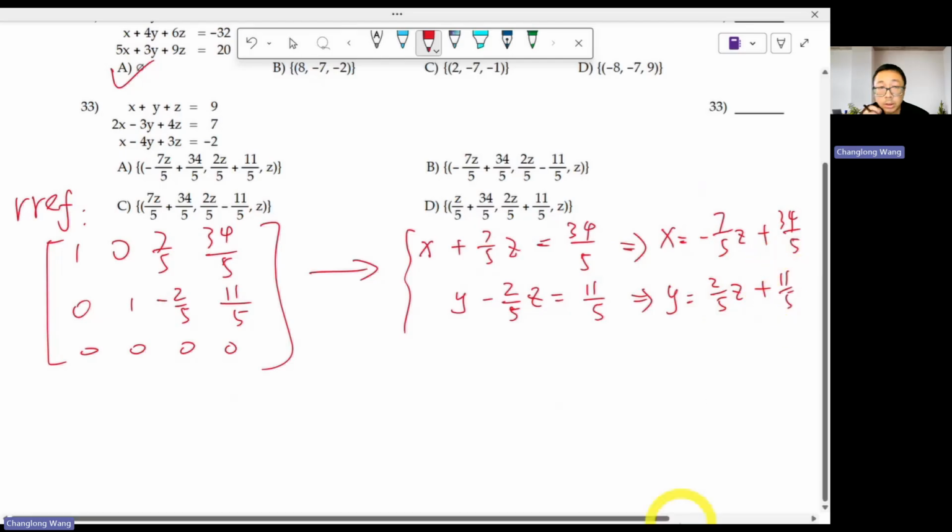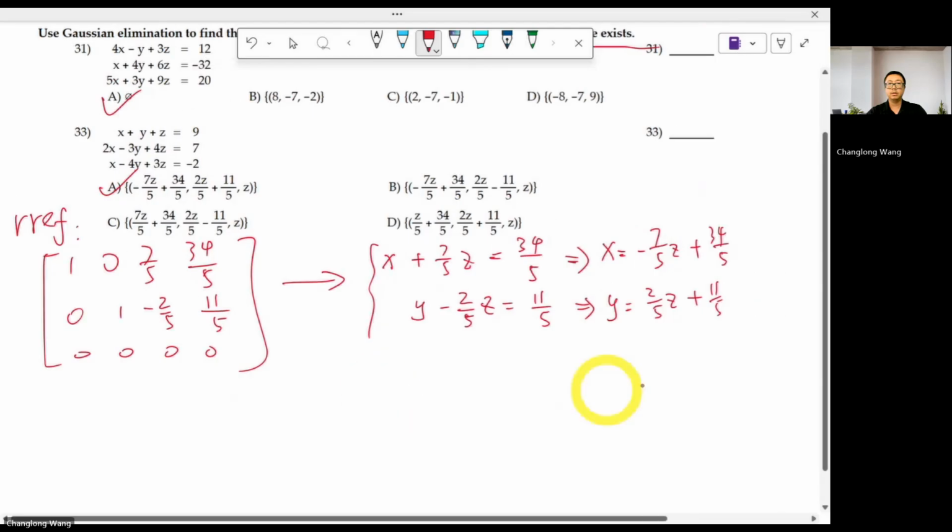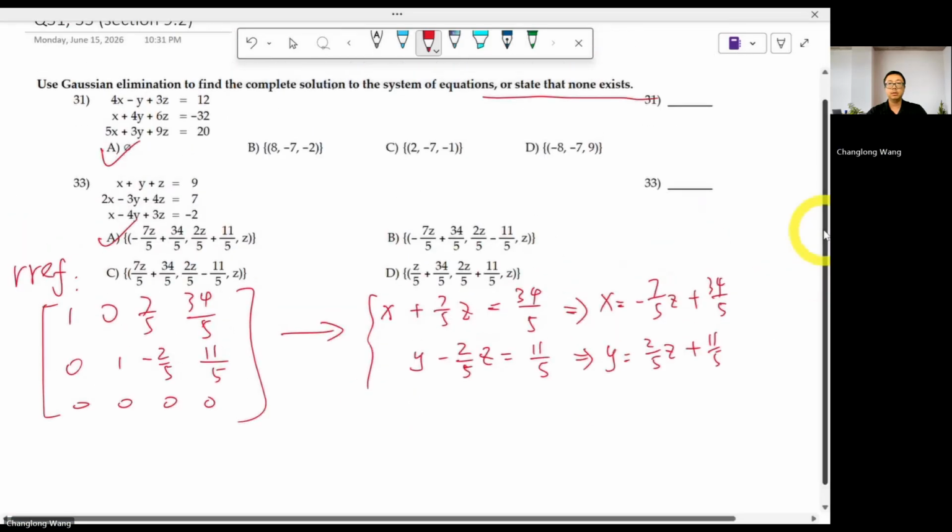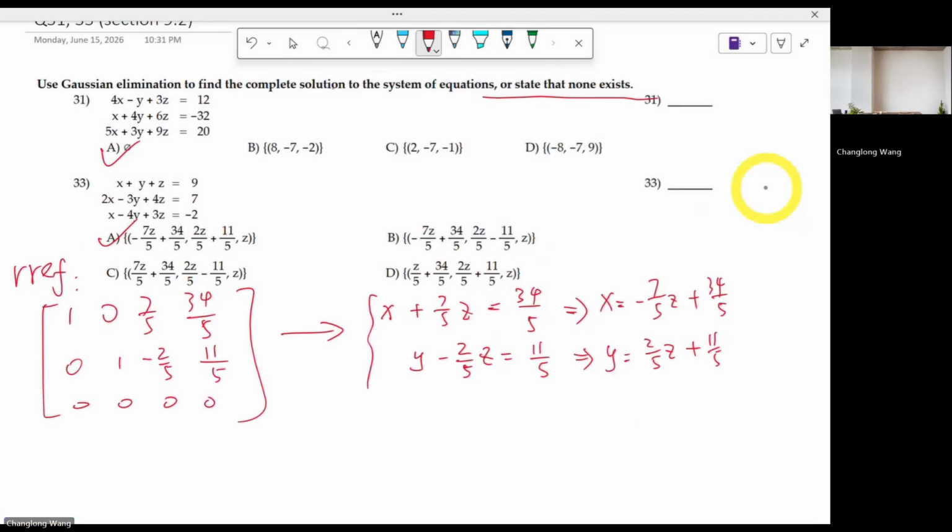So does it match anything? I think it's just letter A, right? 33 is indeed A. Yeah. All right. So any questions about a problem like that?